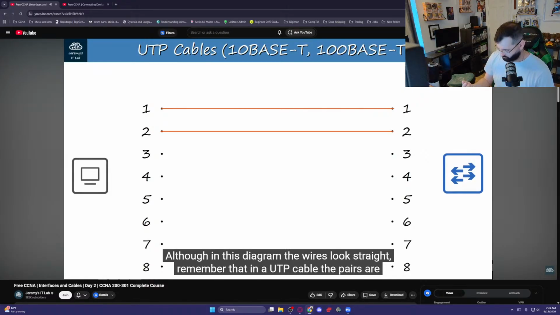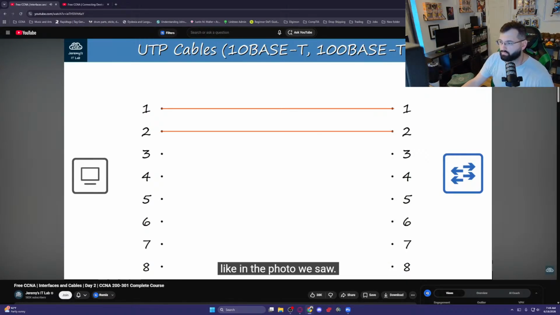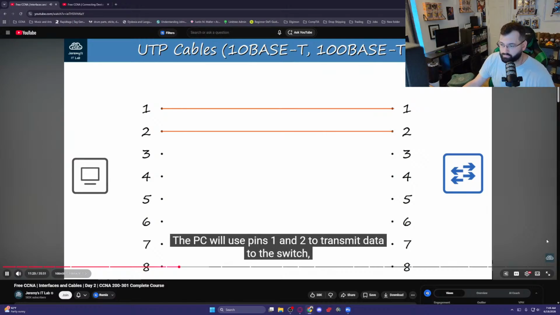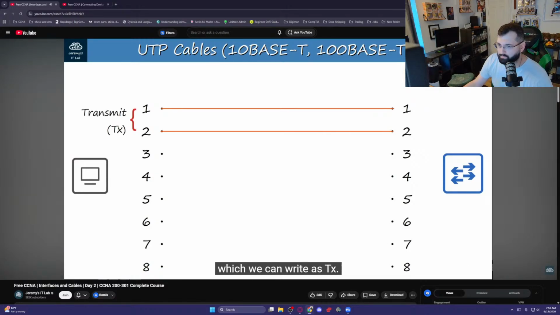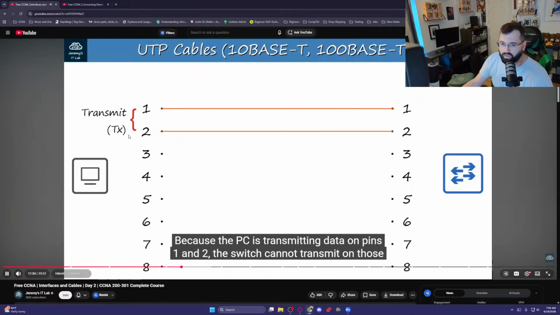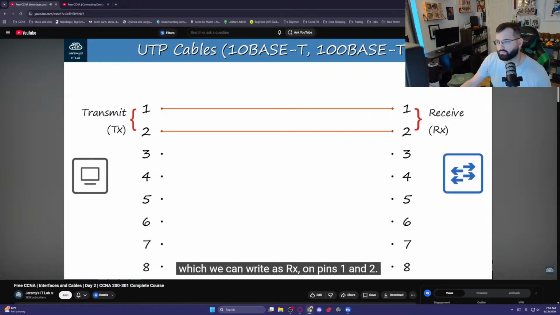Although in this diagram the wires look straight, remember that in a UTP cable, the pairs are twisted together. So in a real cable, these 2 wires would actually be twisted together like in the photo we saw. The PC will use pins 1 and 2 to transmit data to the switch, which we can write as TX. Because the PC is transmitting data on pins 1 and 2, the switch cannot transmit data on those pins. It has to receive data, which we can write as RX on pins 1 and 2.